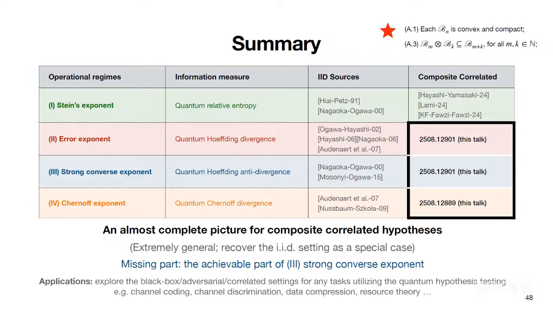Of course, for potential applications, because now we have more general technical tools for hypothesis testing, we can explore every information task that is related to hypothesis testing, like channel coding, discrimination, or anything else.